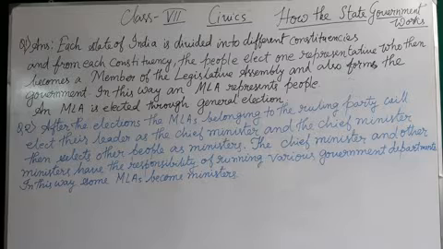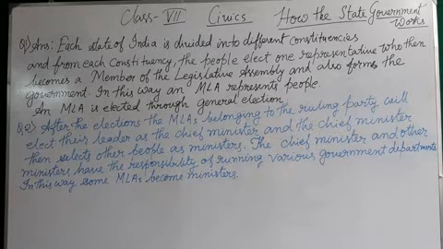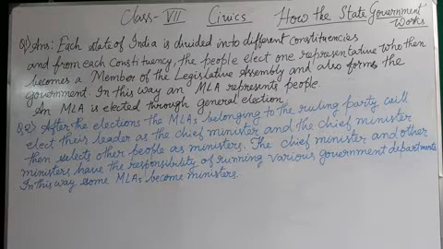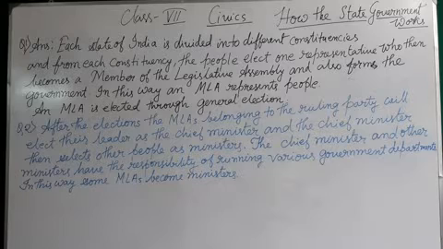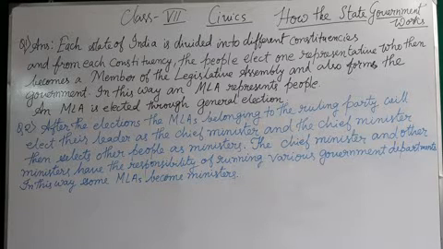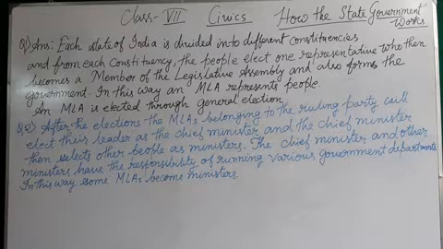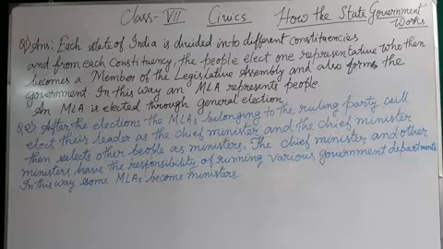The next question, how did some MLAs become ministers? Explain. After the elections, the MLAs belonging to the ruling party will elect their leader as the chief minister, and the chief minister then selects other people as ministers. The chief minister and the other ministers have the responsibility of running various government departments. In this way, some MLAs become ministers. While explaining, I said that in this way the MLAs will also become ministers, because they get the responsibility from the chief minister to look after certain departments.